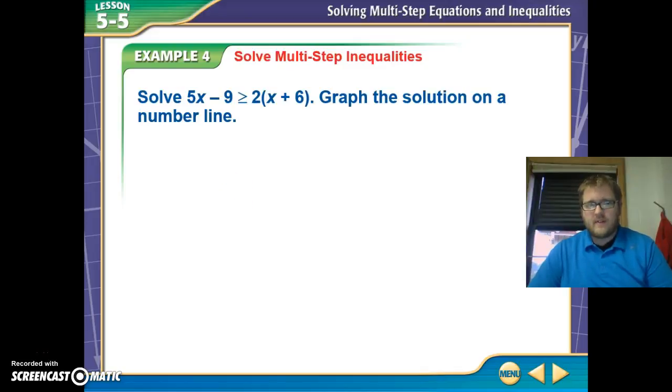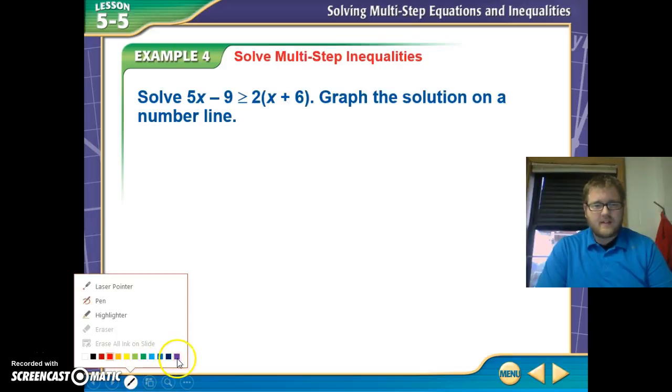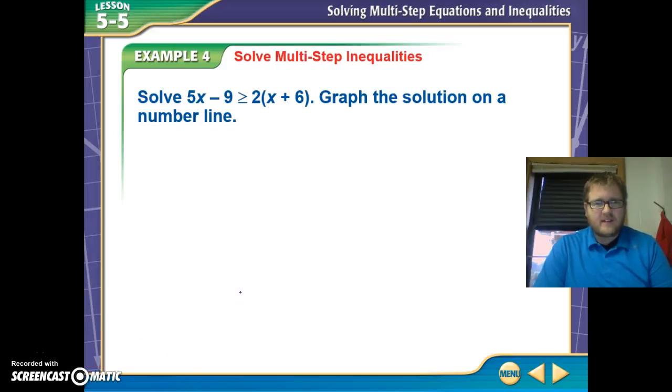Alright, so this is part 2 of the 5-5 lesson, solving multi-step equations and inequalities. So we have this example here, now dealing with inequalities. Solve 5x minus 9 is greater than or equal to 2 times x plus 6. Now remember, inequalities are essentially the same process as equations, we just need to remember that when you divide or multiply by a negative, you have to switch the sign. Now let's look at this one.